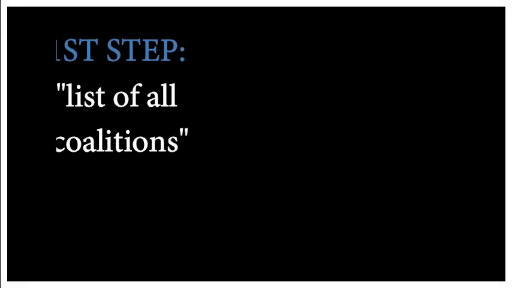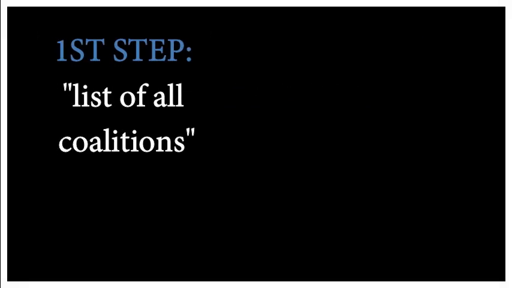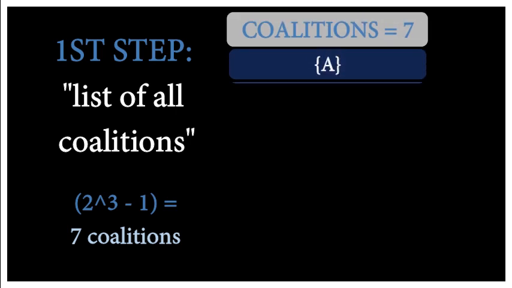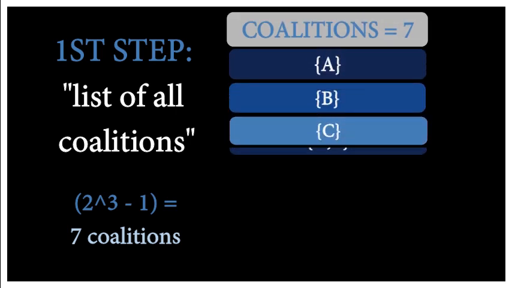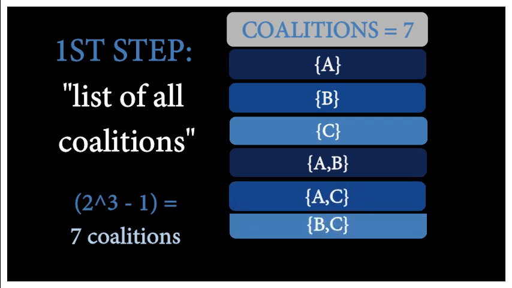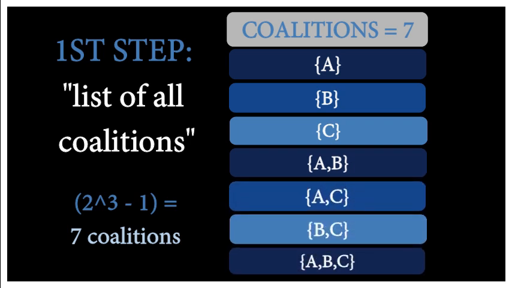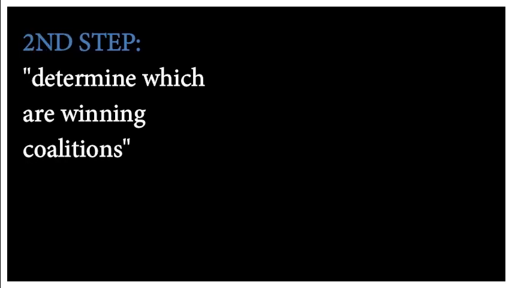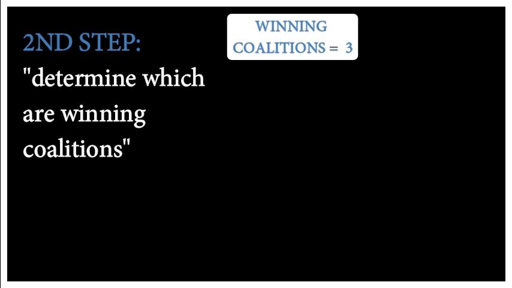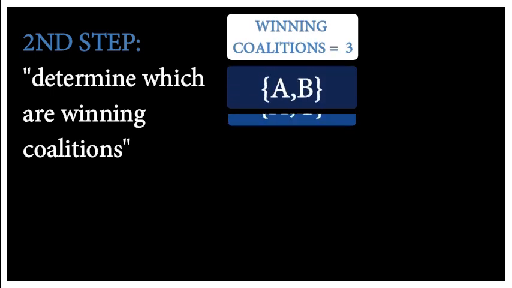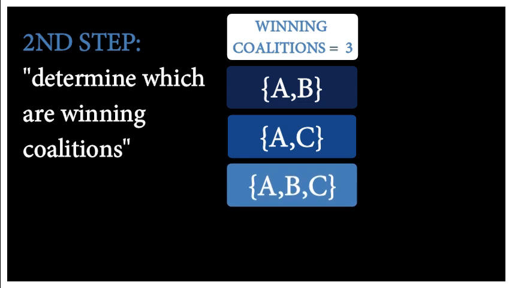The first step is to make a list of all coalitions. Since there are 3 players, there are a total of 2 raised to 3 minus 1 or 7 coalitions and are the following: A, B, C, AB, AC, BC, and the grand coalition A, B, and C. Notice that this is very similar to the concept of the power set. The second step is to determine which are winning coalitions. For this particular case, we have 3 winning coalitions, particularly AB, AC, and the grand coalition A, B, and C.